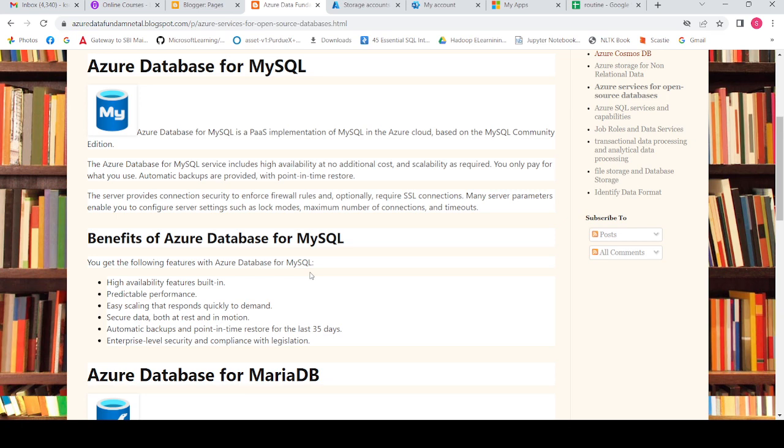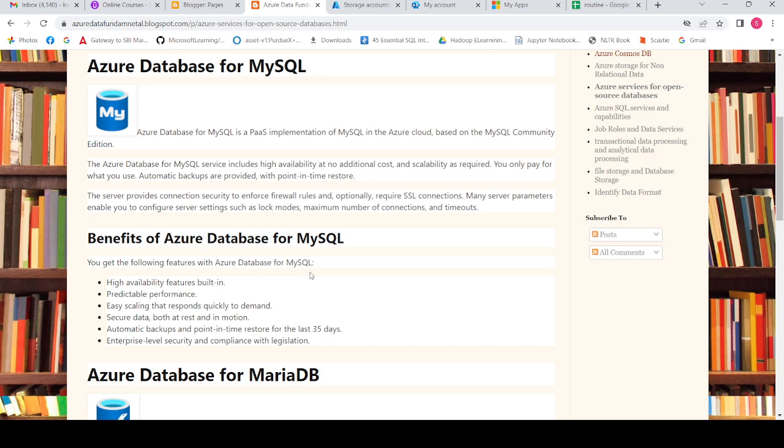High availability built in means these services will be available around 99% of the time, you can assume. Predictable performance means it shows the performance for the next day also, like after 2 days what will be the performance of our database.